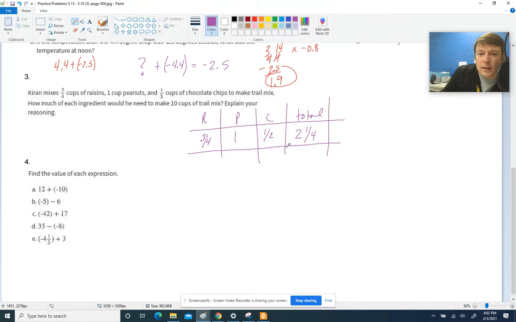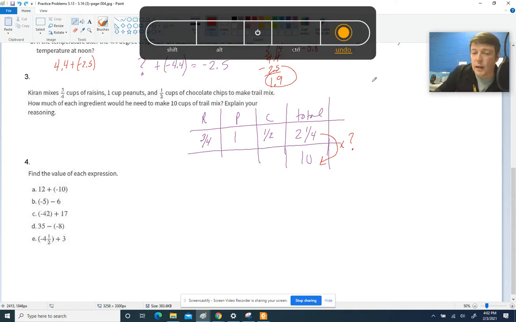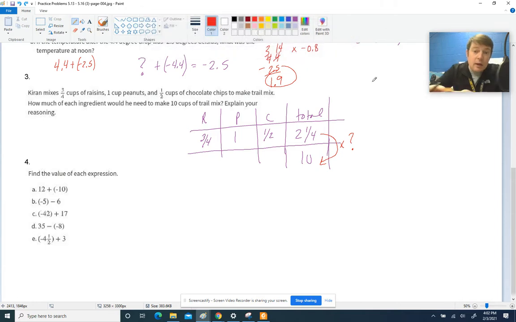We want to get that up to 10. So the question is, what do we need to multiply our total by to get to the total that we want? And that's pretty obvious that it's 4. So we need to multiply by 4 because 10 divided by 4 is 2 1/4. Well, I'm off on that one. Sorry. I thought it said 2.5. So we have to do 10 divided by 2 1/4. If we do 10 divided by 2 1/4, we get 40/9.